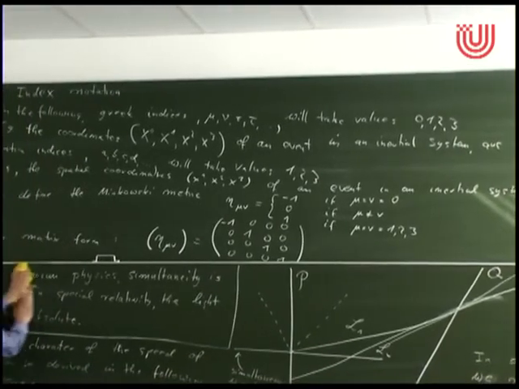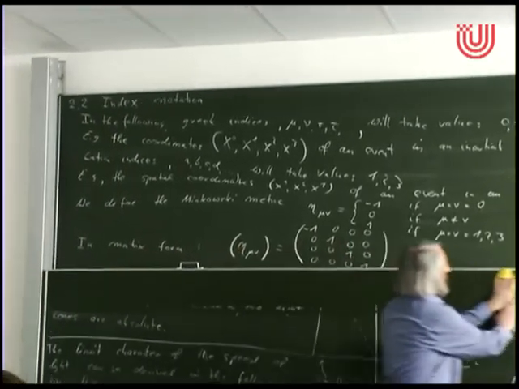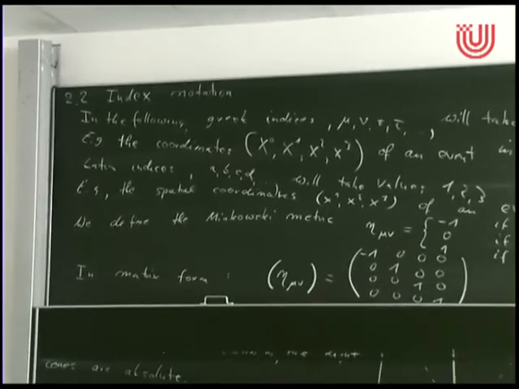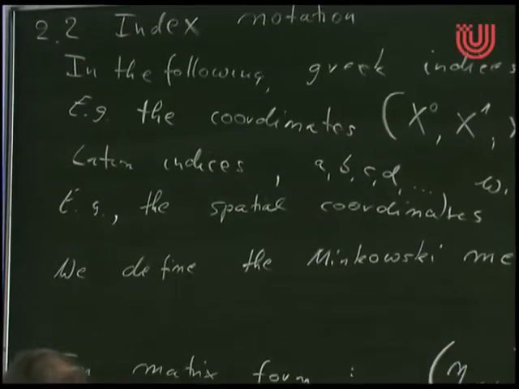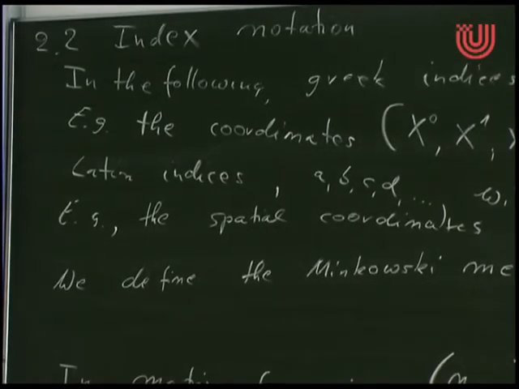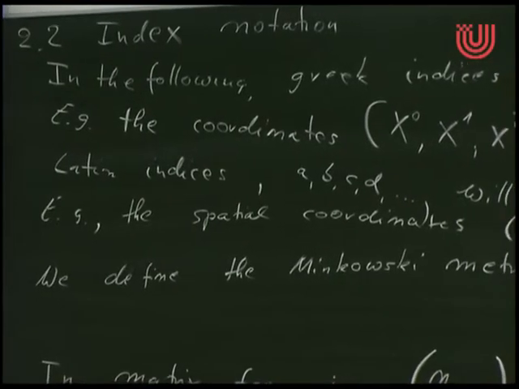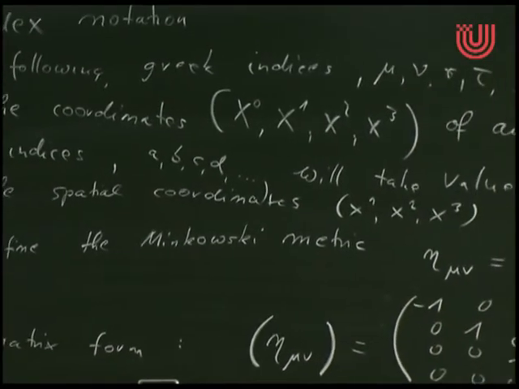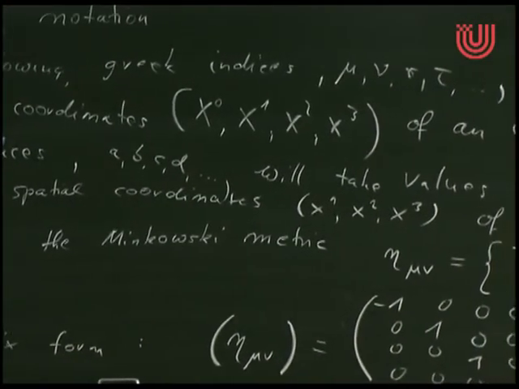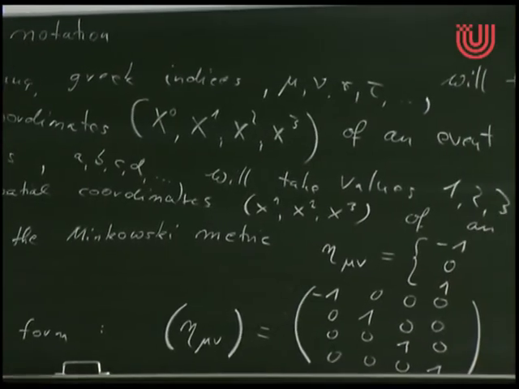So why do we introduce this? Well, the reason is that relevant equations can now be written in a convenient way. In particular, the equation for the light cone can be written in a convenient way. So let's do this. Let's write the equation of the light cone with the help of this eta symbol.